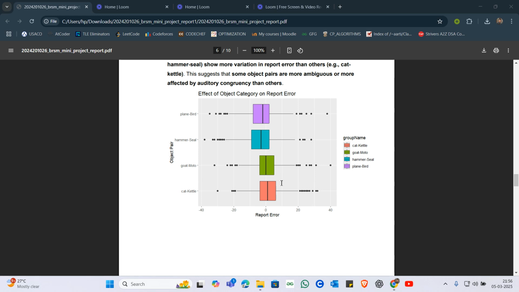The box plot further confirms that certain object pairs like hammer seal show more variation in report error compared to cat kettle. This suggests that some object pairs are more ambiguous or more affected by auditory congruency than others.